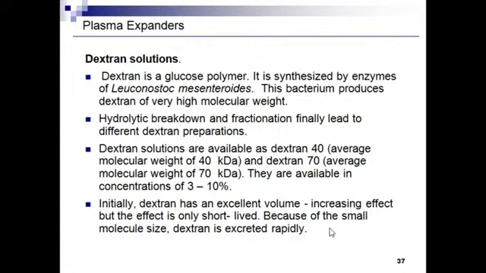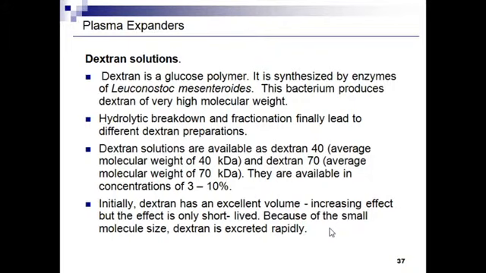What is a plasma expander? What is a dextran solution? It's a glucose polymer. It is synthesized by enzymes of Leuconostoc mesenteroides. These are bacteria. This bacterium produces dextran of very high molecular weight. Hydrolytic breakdown and fractionation finally lead to different dextran preparations. We can fractionate the initial fraction of the dextran into subfractions.